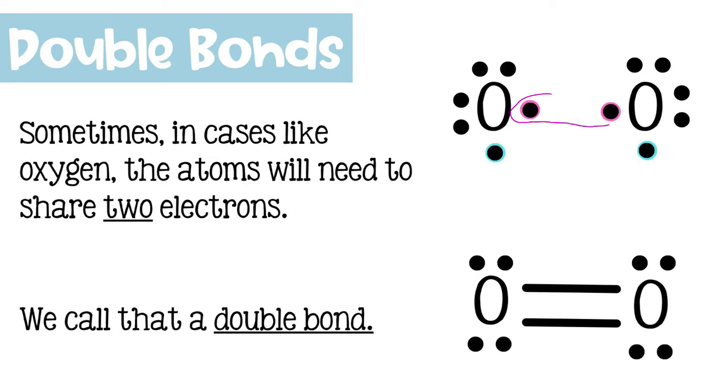And then we're going to take the other lone electron from each oxygen and combine them to make another shared pair. Since we have 2 bonds between the same 2 atoms, we call that a double bond. So single bond is 1 line between the atoms, double bond is 2.